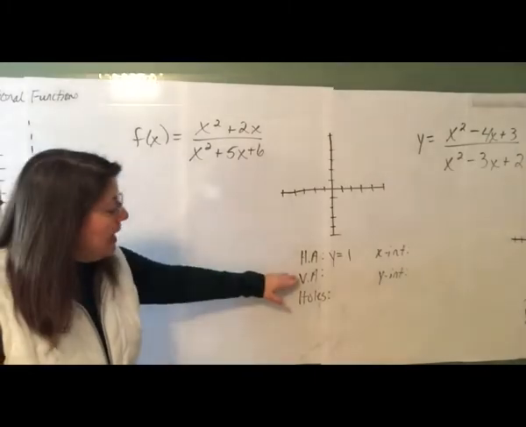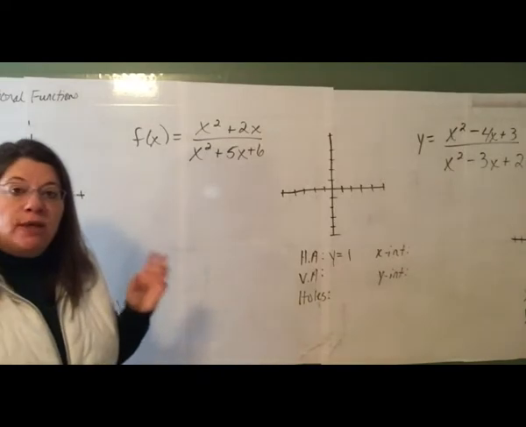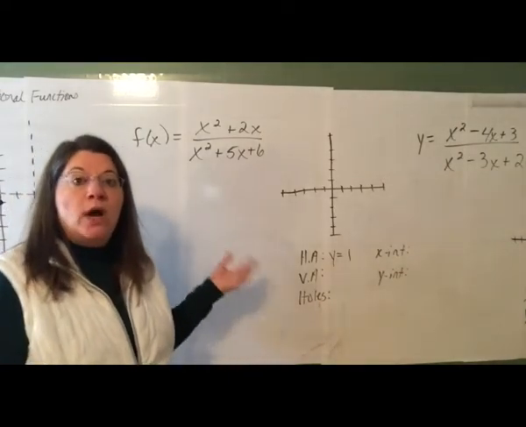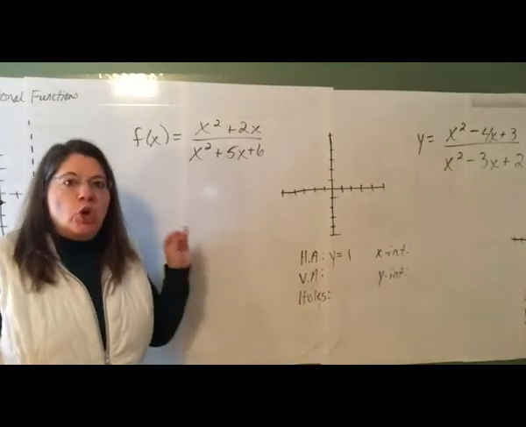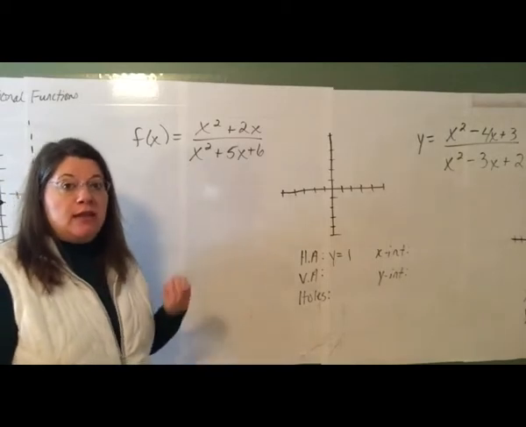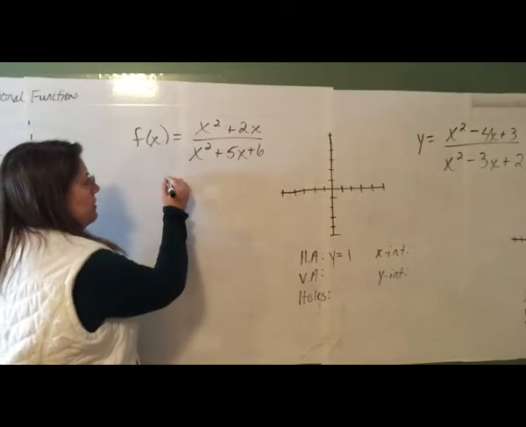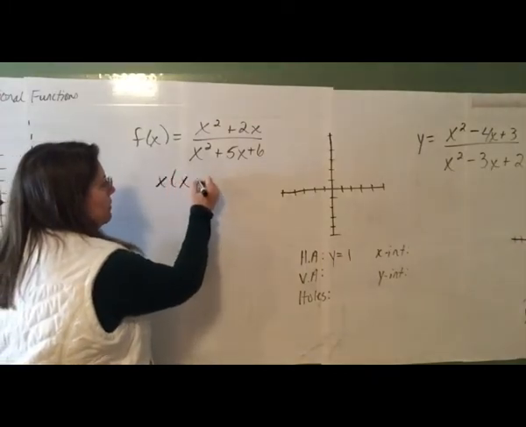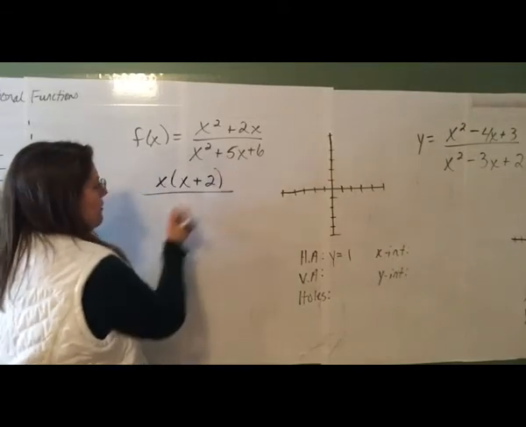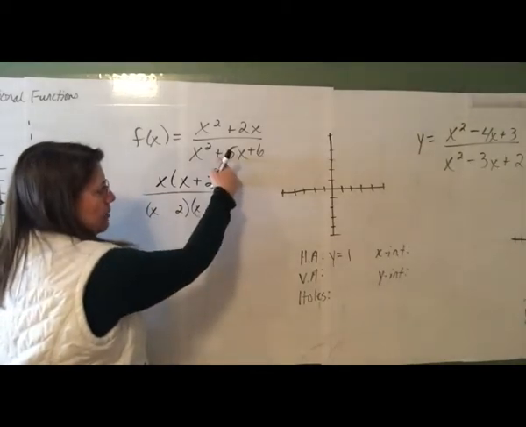For our vertical asymptotes, the first thing we're going to do is factor this to see what's left on the bottom and what needs to be set equal to 0, and see what cancels out. So remember, things that don't cancel from the bottom will be vertical asymptotes. Things that do cancel from the bottom will be holes. So I'm going to factor first. On the top, I'm going to factor out an x. That leaves me with x plus 2. On the bottom, factors of 6 that add to give me 5. That would be 2 and 3. Both of them are the same sign, and they're both pluses.